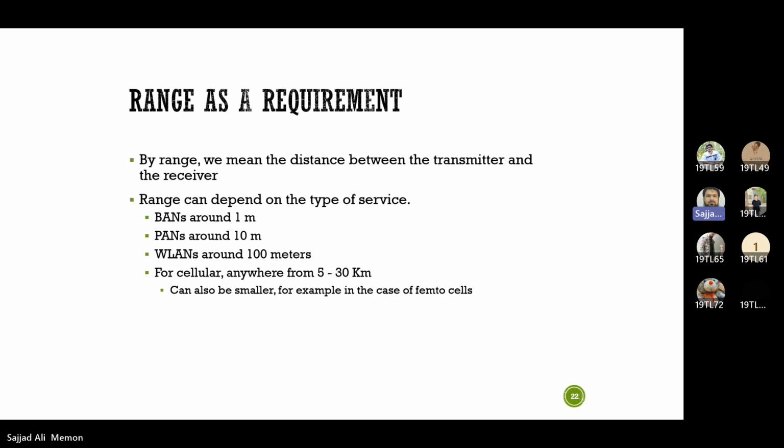Then if you say range as a requirement, by range we mean the distance between the transmitter and receiver. Range can depend on the type of service. Body area 1 meter, personal area network 10 meter, wireless LAN 100 meter. For cellular it can be from 5 to 30 kilometer, can also be smaller, for example in case of femtocells. So they depend on the congestion of the population. Then the cell size will be much smaller than 30.